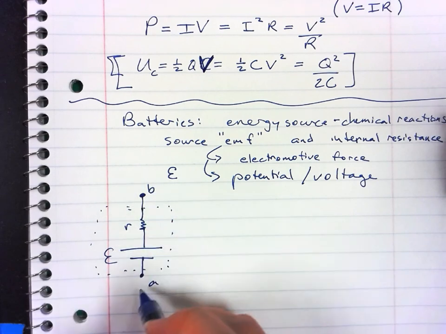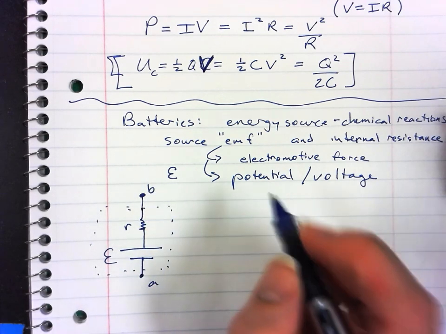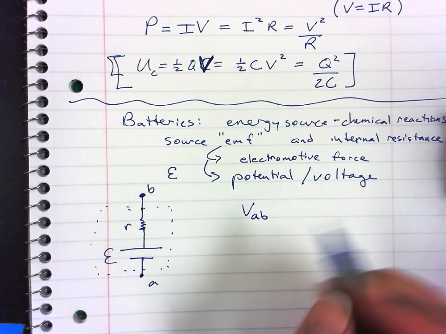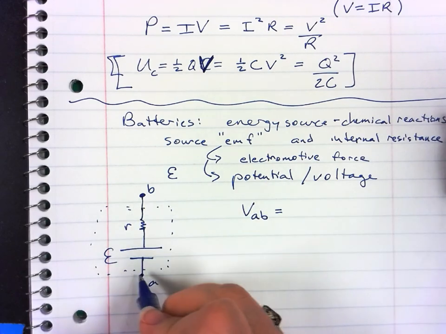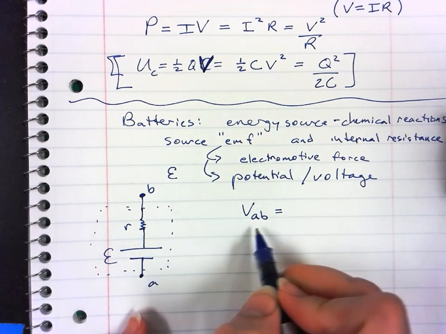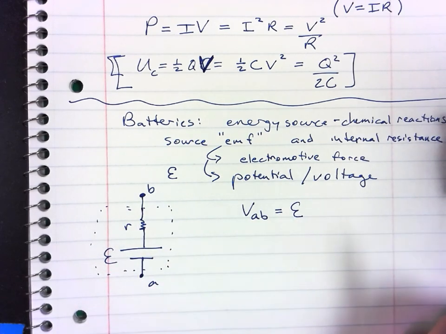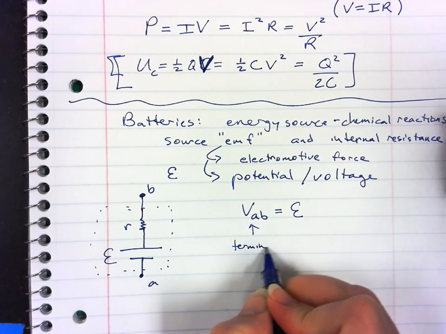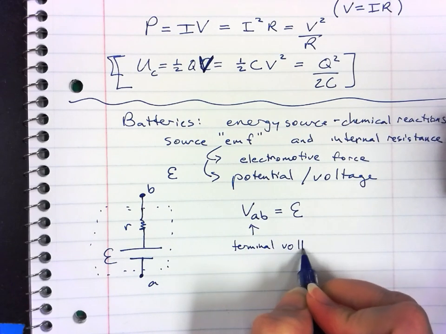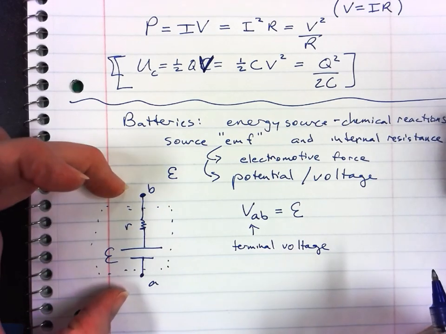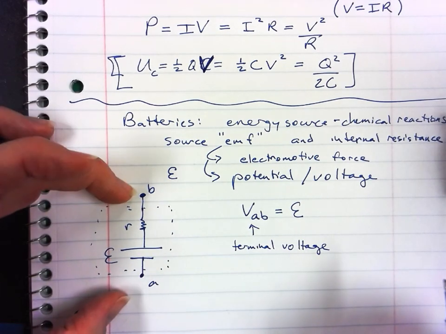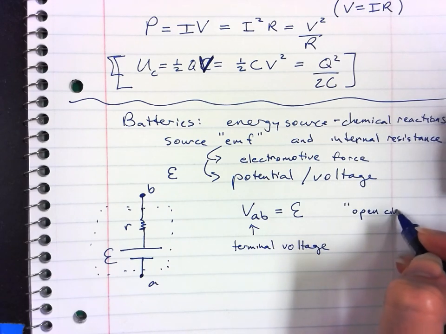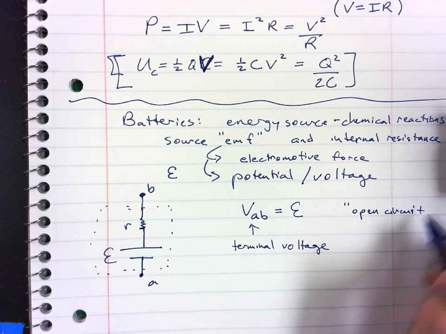So if you just have a battery not connected to anything else, and you measure with a voltmeter the potential difference between A and B, because there's no current flowing, because we don't have a complete circuit, the potential you're going to measure is equal to the EMF. This is called the terminal voltage, because you're measuring between the terminals of the battery, like the 2 prongs on the 6 volts or the 2 ends of a AA. And this is called the open circuit voltage.